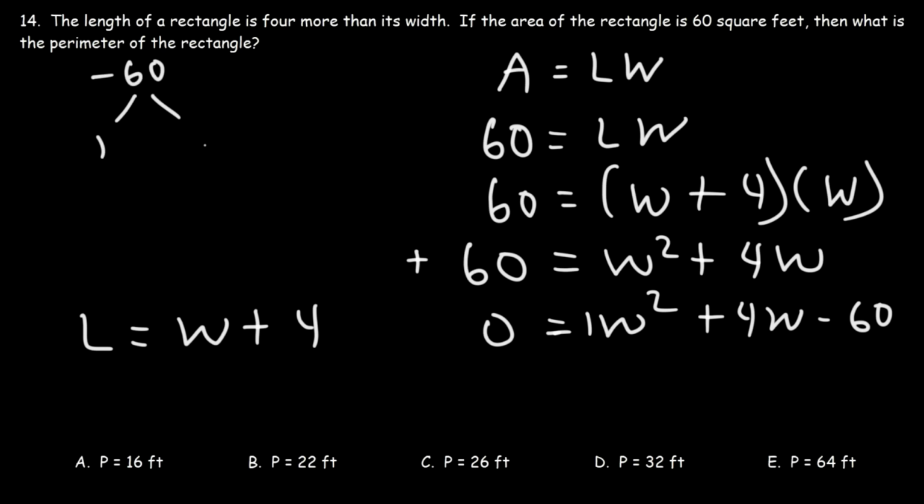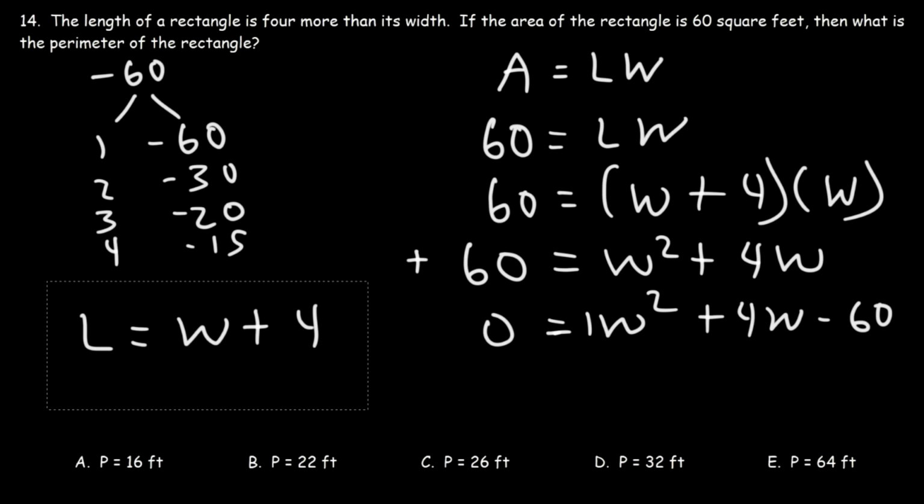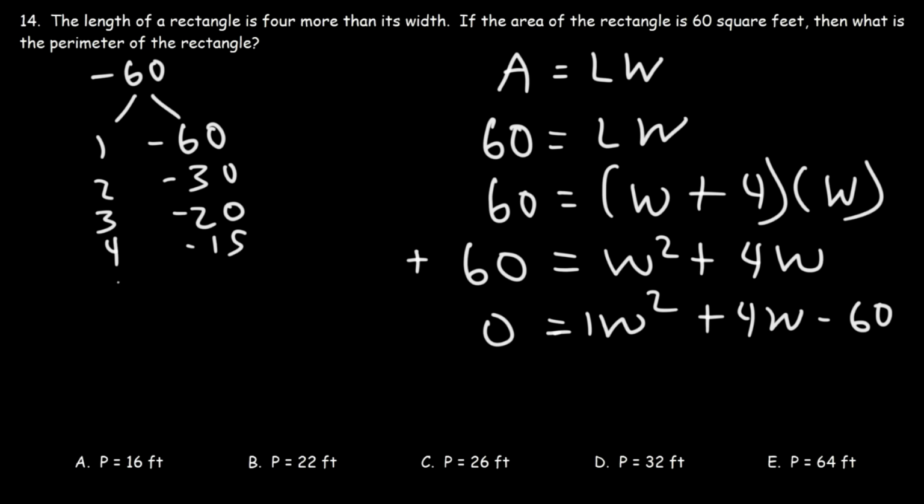So if we divide negative 60 by 1, we'll get negative 60, but these two numbers don't add up to 4. If we divide negative 60 by 2, it will give us negative 30. If we divide it by 3, we'll get negative 20. If we divide it by 4, that will give us negative 15. If we divide it by 5, negative 12. And if we divide it by 6, negative 10.